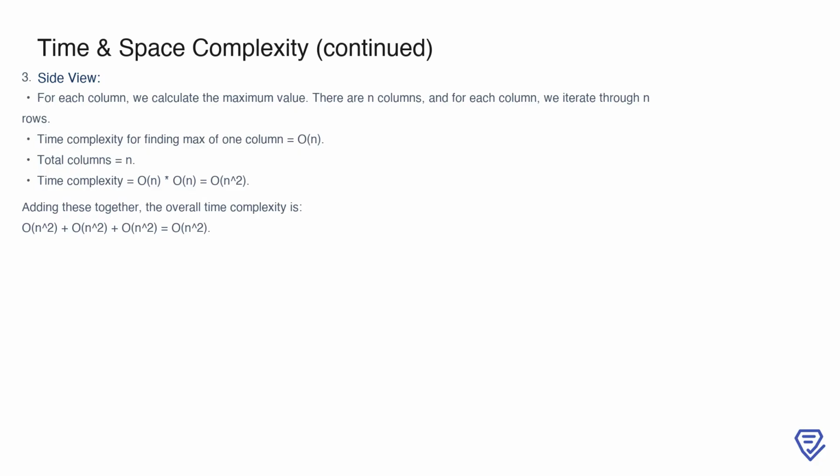When we combine the time complexities of all three projections, n squared for the top view, n squared for the front view, and n squared for the side view, we see that the overall time complexity remains n squared.